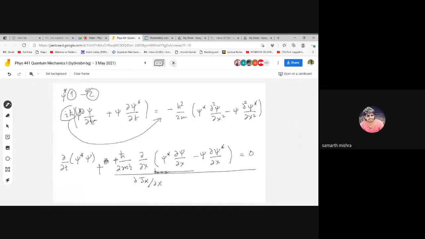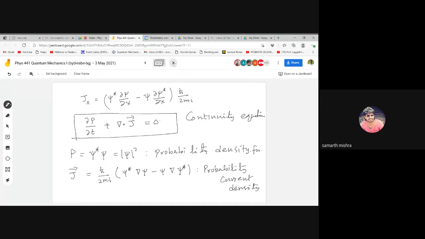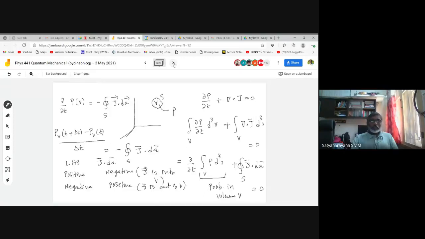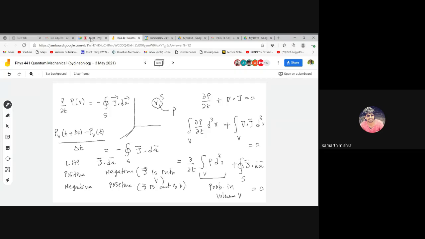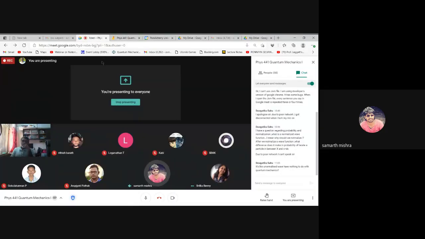Sir, is it the same as a probability continuity equation? Yes, yes. This is probability continuity. Achha. And so the idea is that if probability is changing from one place to another, it means that probability is flowing. This whole idea is that probability is flowing.